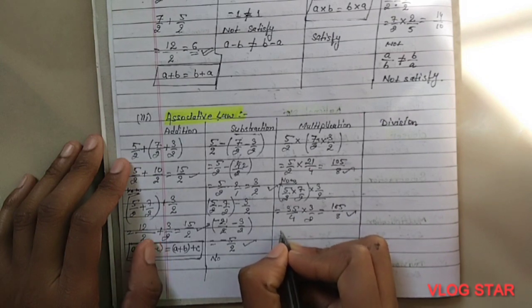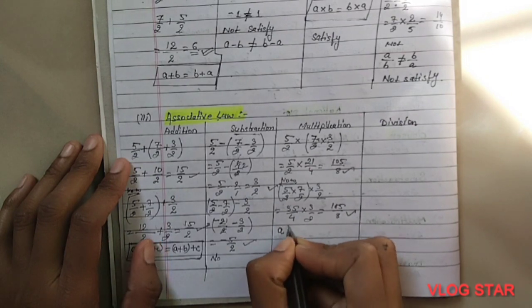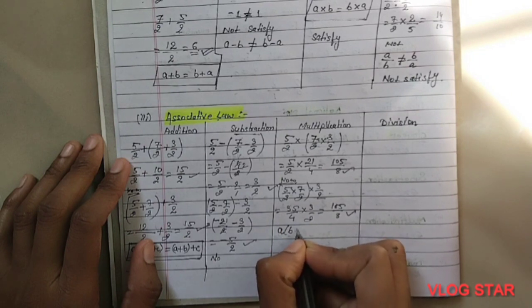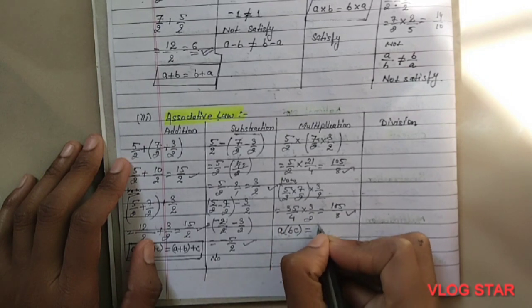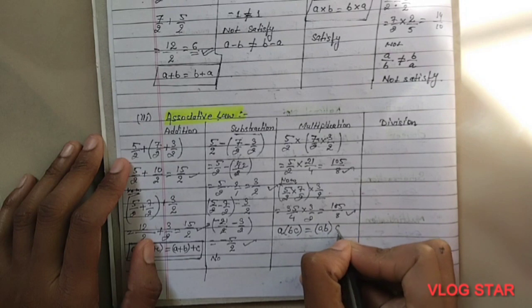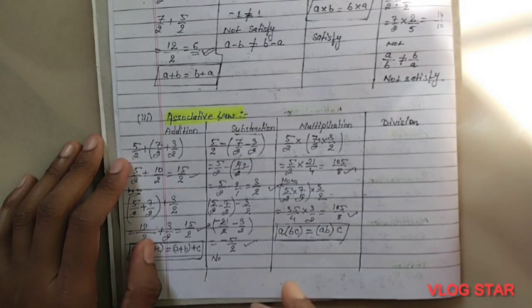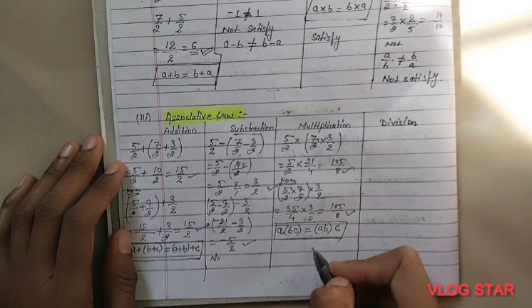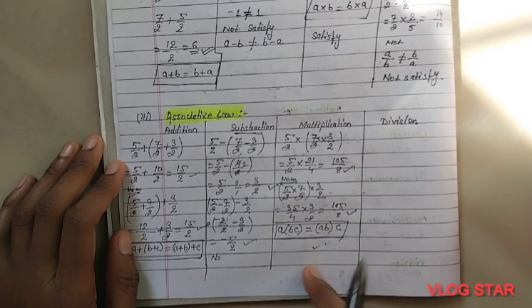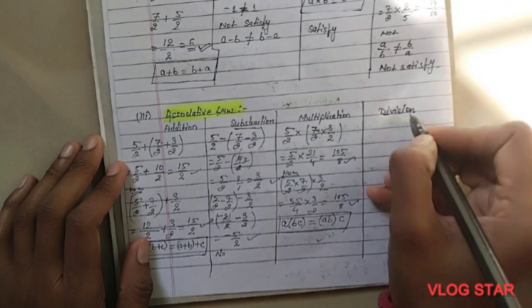Now in a general form, we write A alone and BC together, which is equal to AB together and C alone. Okay, this is satisfied for multiplication. Now come to division.